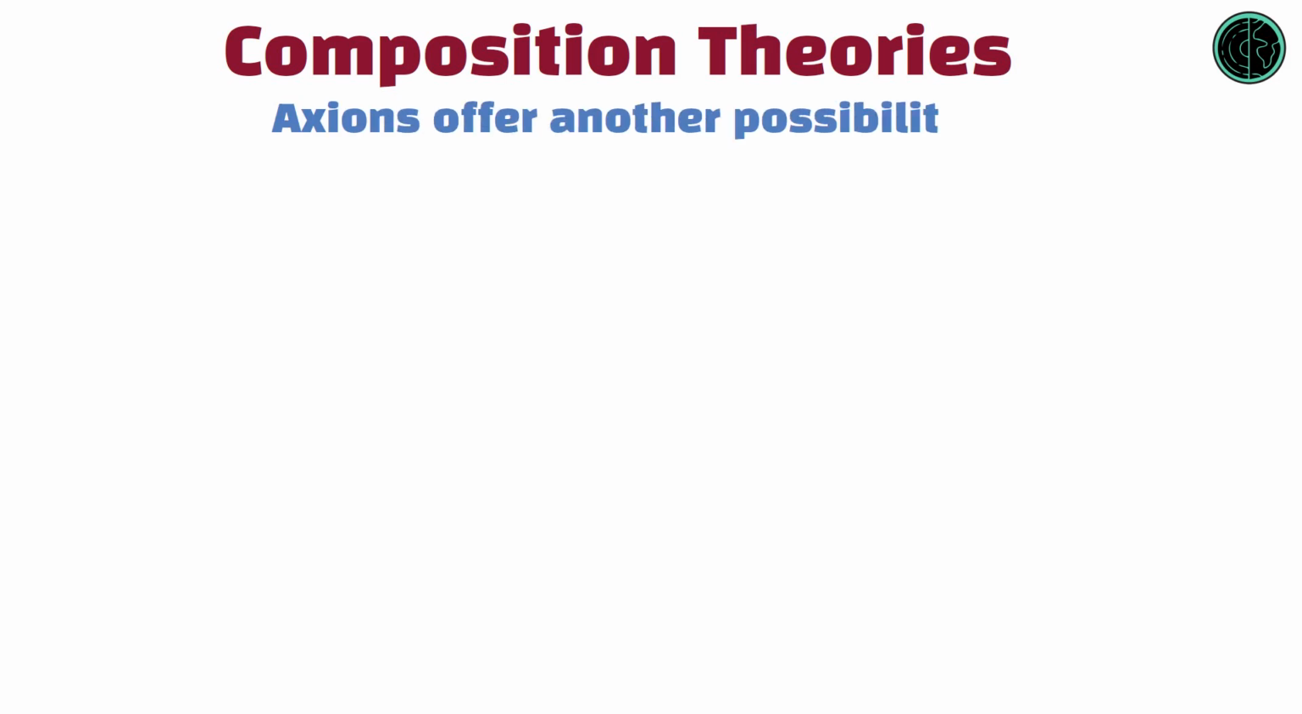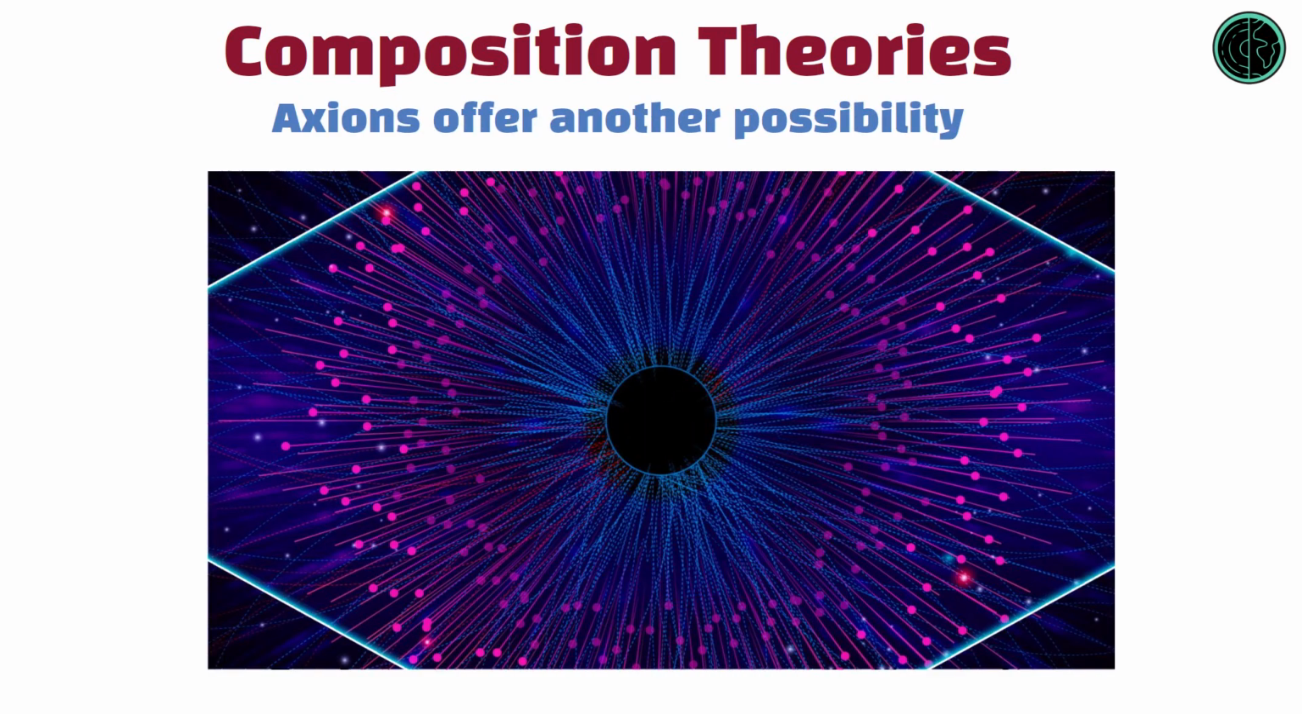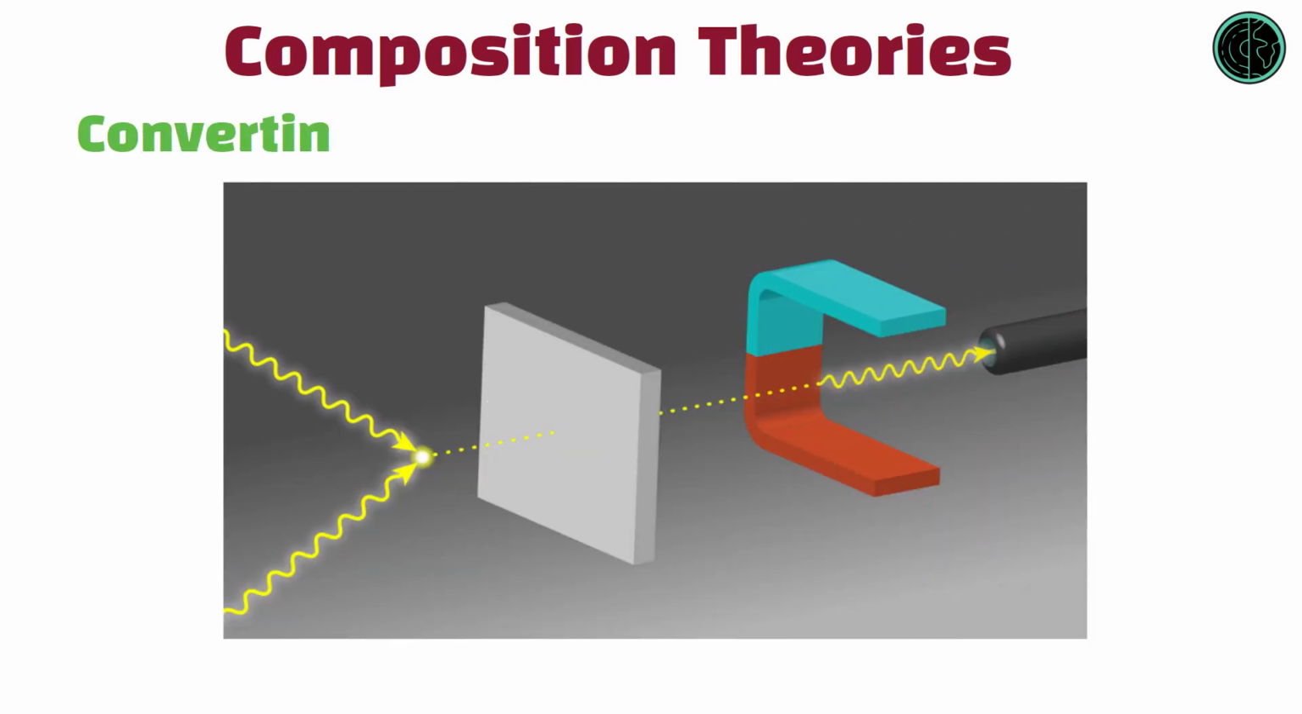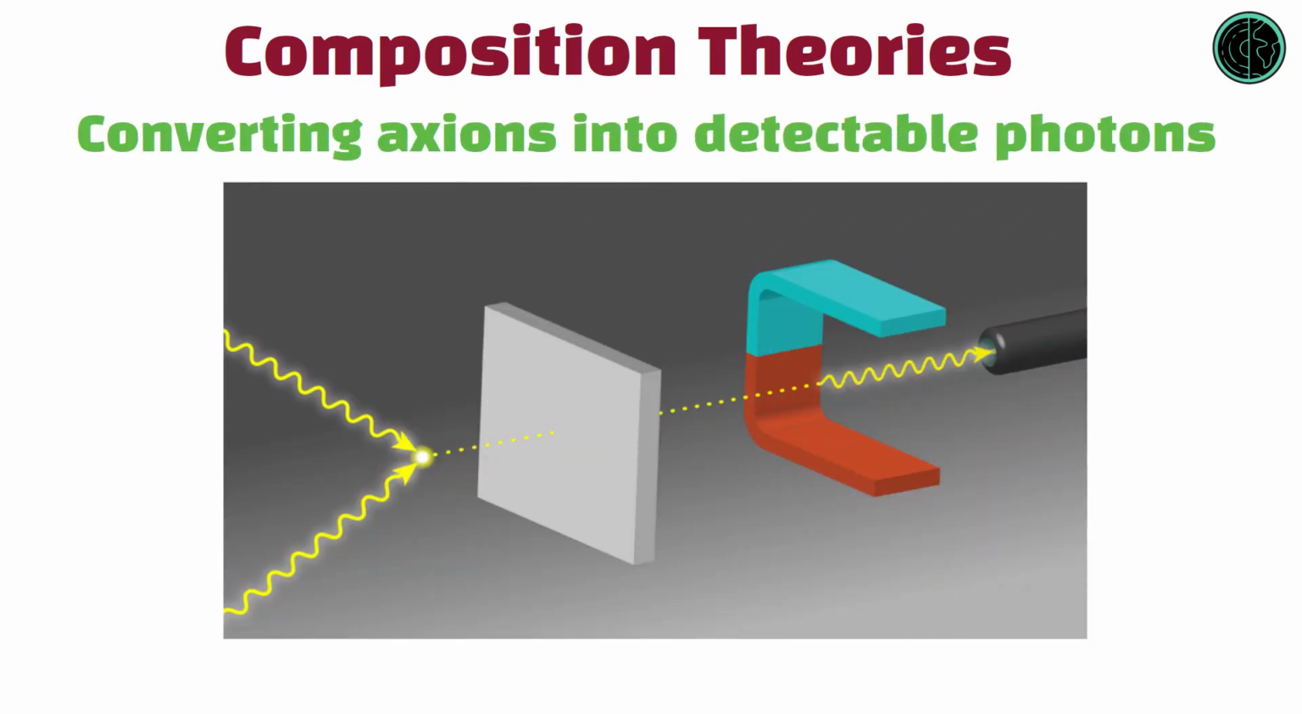Axions offer another possibility. These ultralight particles were proposed to solve problems in quantum chromodynamics. If they exist, axions could make up dark matter. Experiments use powerful magnets to try converting axions into detectable photons.